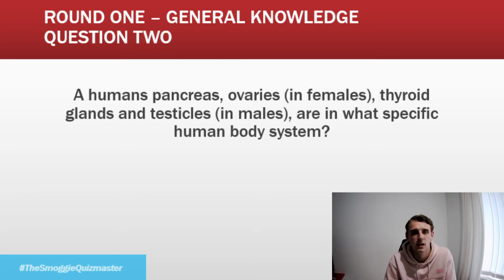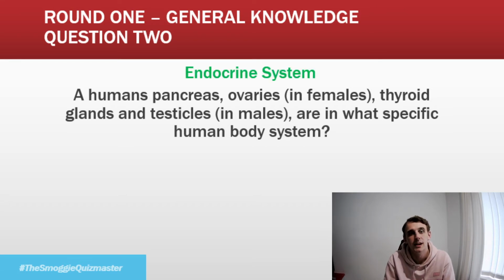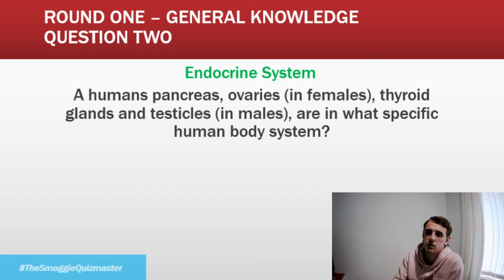Question 2. A human's pancreas, ovaries in females, thyroid glands and testicles in males are in what specific human body system? It is the endocrine system. So like the digestive system, the circulatory system, you've got the endocrine. I think that's how you pronounce it anyway.